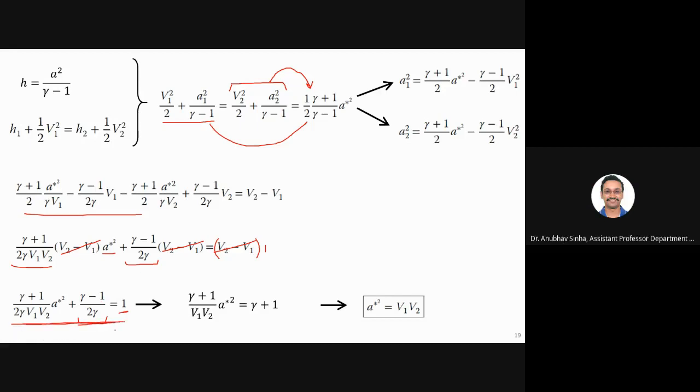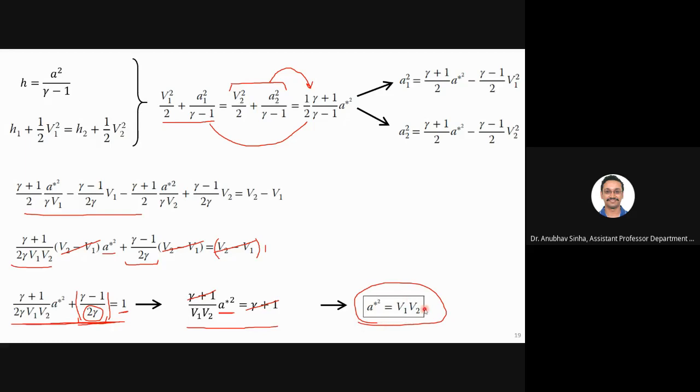So now we have one equation in this form. With some rearrangement, take this common and move it to RHS. Basically we are trying to derive a relation for A star. So take this term to RHS and then multiply and divide. Finally we'll get this form. Now we can cancel this gamma plus 1 and we'll end up with A star square is equal to V1 into V2. This is a very important relation.